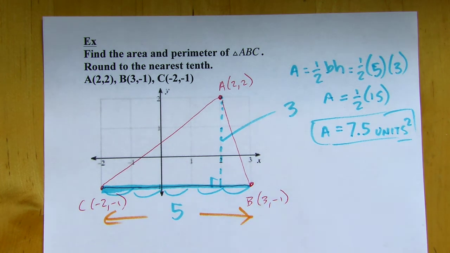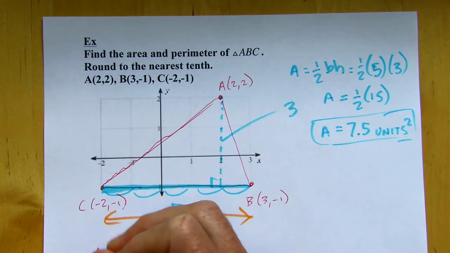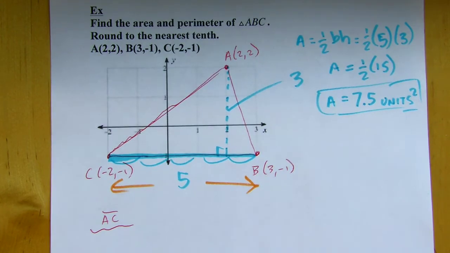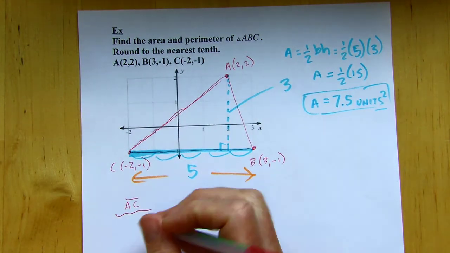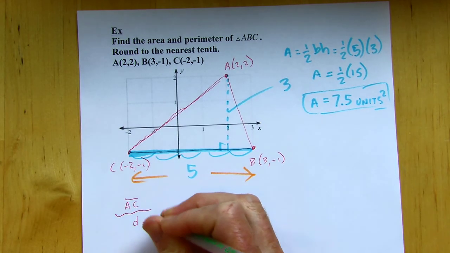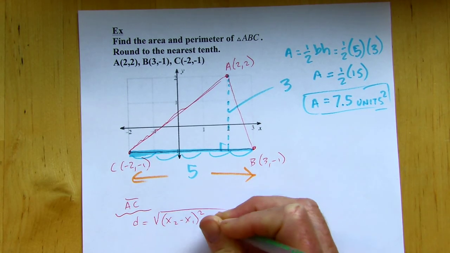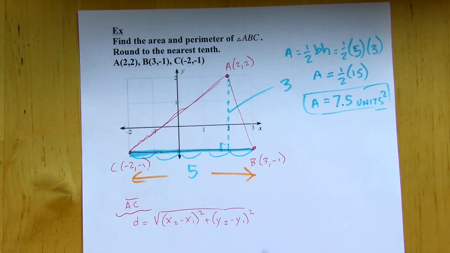as well. Okay, so let's look at AC. So AC is this side here, right? I'm just writing that down so I remember what I'm working on. I'm going to find the distance between points A and C. Okay, so I'm going to use the distance formula here. So I'm just going to write down the formula so that I have it to plug into. Okay, so the square root of the squared difference of my x's plus the squared difference of my y's.